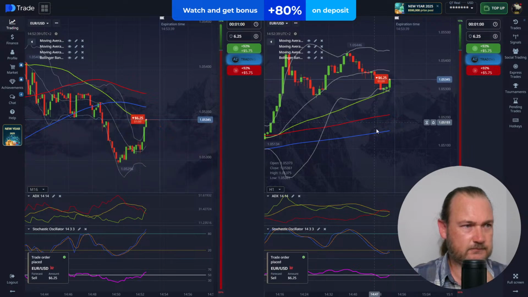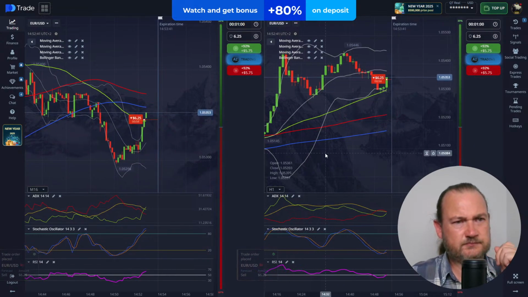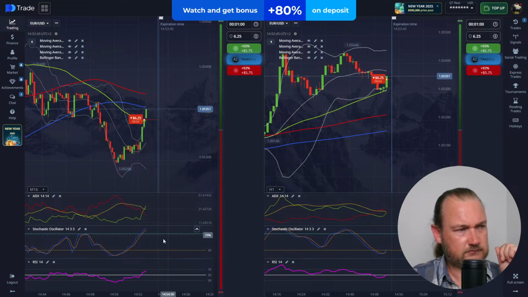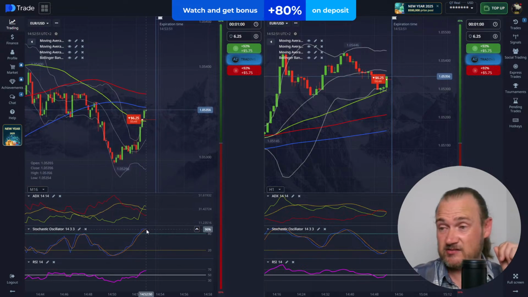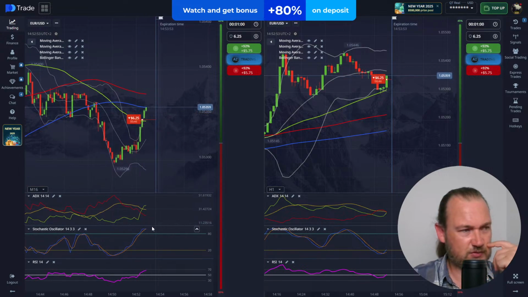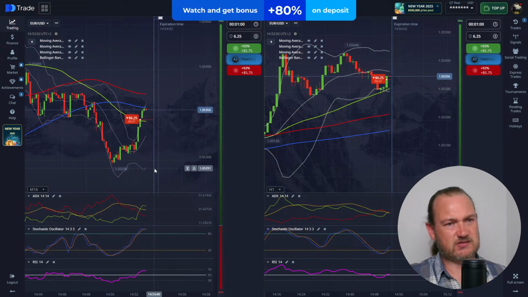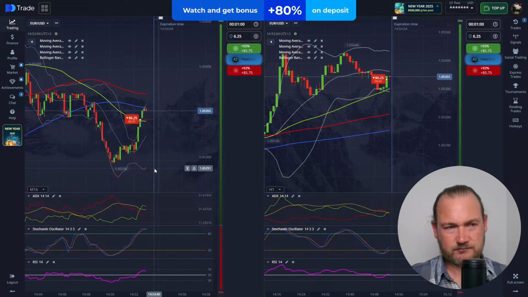Yep. Again, jumped the gun a bit. Should have waited for the Stochastic to cross downwards. But we'll see how it goes. I'm pretty sure it's going to come down.